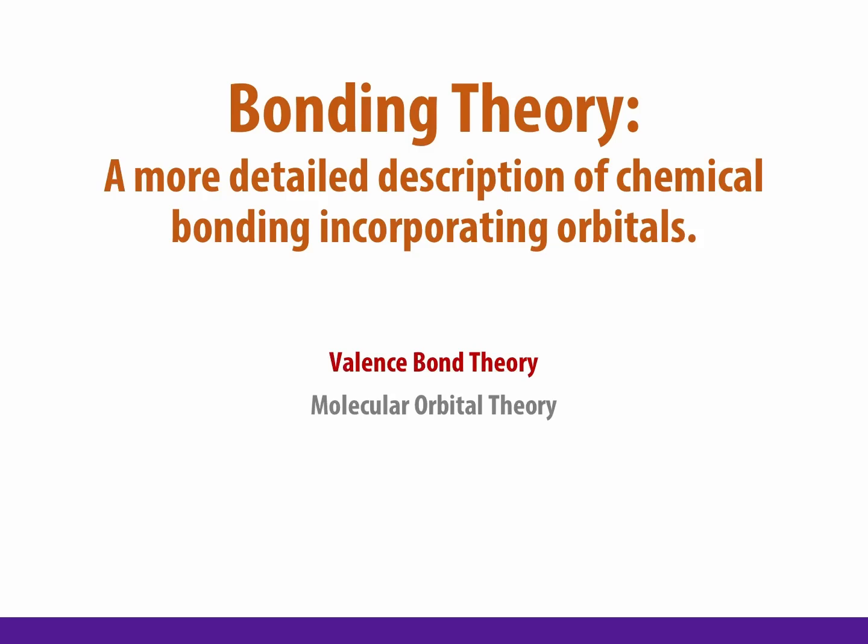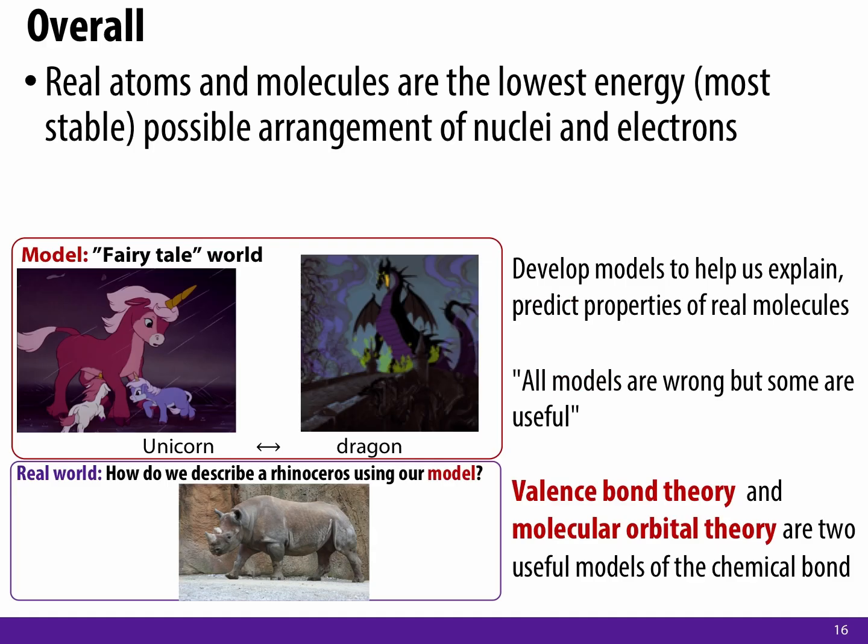In the next part of the class, we're going to look at two models describing the chemical bond using orbitals and what we know about quantum mechanics. Our starting point here is that real atoms and molecules are going to adopt the lowest energy or most stable possible arrangement of the nuclei and electrons. But just like when we thought about atoms, it's difficult to actually understand that fully because of quantum mechanics and the difficulties involved with all the electrons and all the atoms in our molecules.